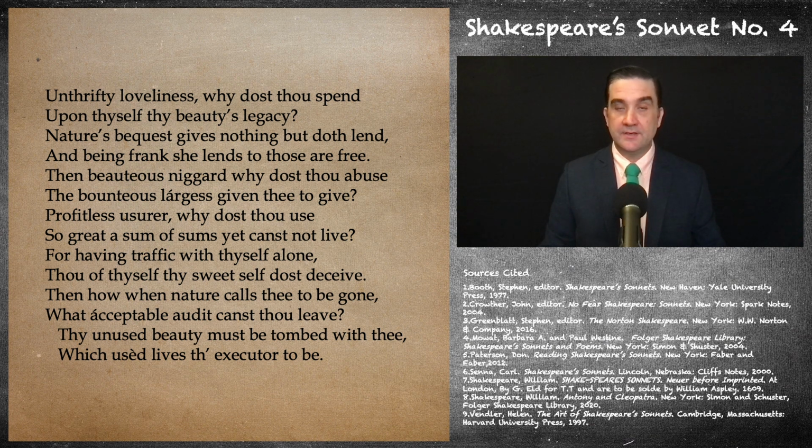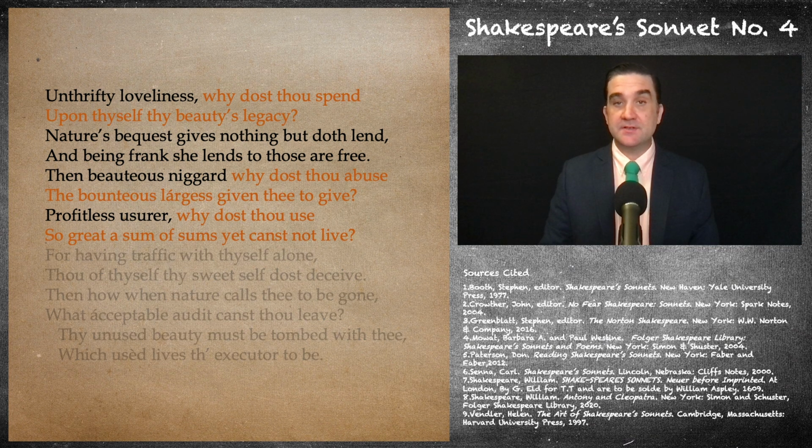a Petrarchan sonnet. And in order to do so, you need to focus on the thematic elements of the questions that the speaker is asking. Let's look first at the speaker's questions that appear in the first 8 lines of the poem, that is, in the octave. There are 3 of them. Number 1, why dost thou spend upon thyself thy beauty's legacy? Number 2, why dost thou abuse the bounteous largesse given thee to give? And number 3, why dost thou use so great a sum of sums, yet canst not live?